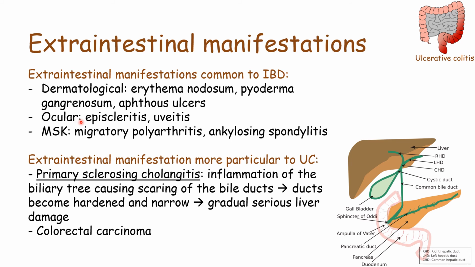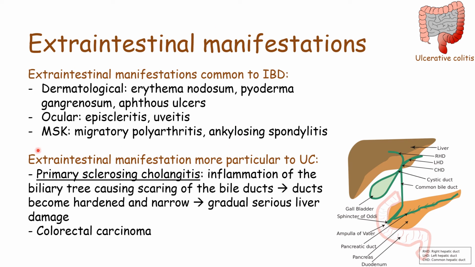Some ocular consequences include episcleritis and uveitis. That's the inflammation of the episclera and the uvea. The uvea can also be called the iris, so it's the colorful part of your eyes. Some MSK consequences include migratory polyarthritis, which is a condition that affects multiple joints in a progressive manner. So it might migrate from one joint to the other. Then another one is ankylosing spondylitis. This is a condition where you get gradual fusing of the vertebrae, so you lose a lot of mobility there.